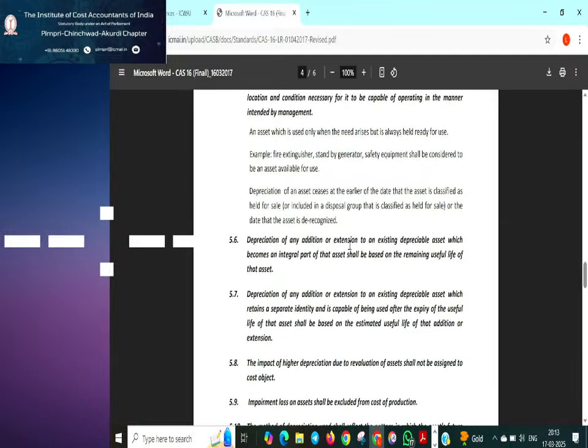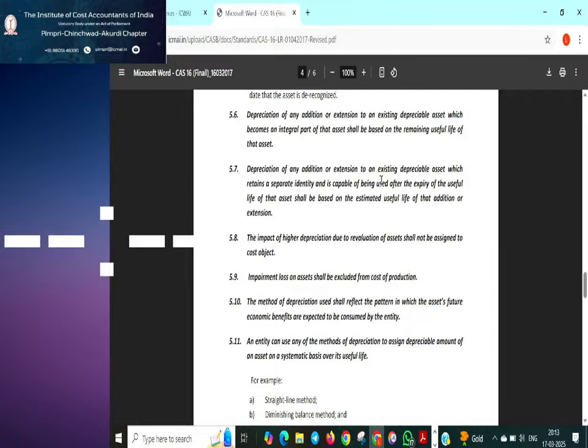Coming to depreciation of an addition or an extension, of course that will be an integral part of the depreciable asset, and that needs to be added. So it is the same as our financial accounting standard. Depreciation of any addition or extension that retains a separate identity and is capable of being used after the expiry of the original asset shall be based on the estimated useful life of that addition or extension. That is, when you have an addition and you can recognize it separately, and it has a life more than that of the original asset.